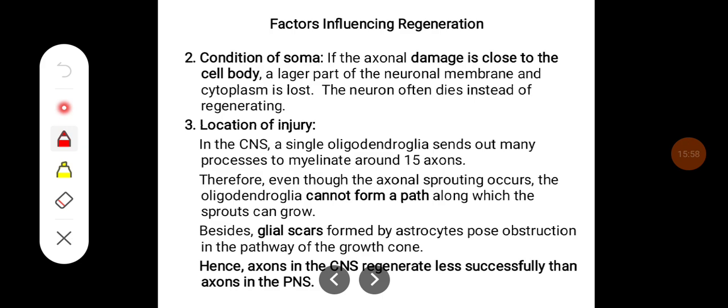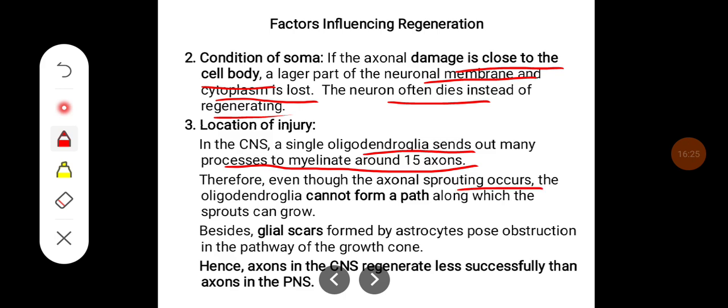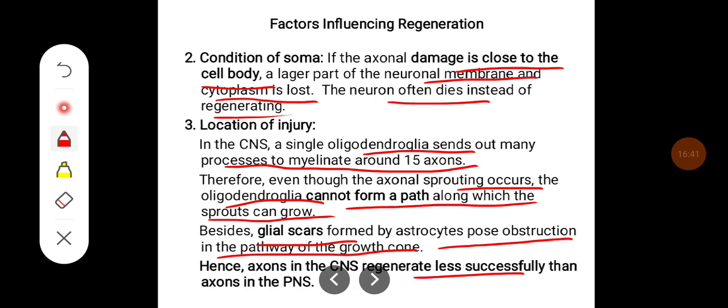Then the condition of the soma. If the axonal damage is close to the cell body, a larger part of the neuronal membrane and cytoplasm is lost. The neuron often dies instead of regenerating. Then the location of the injury. In the CNS, a single oligodendroglia sends out many processes to myelinate around 15 axons. Therefore, even though axonal sprouting occurs, the oligodendroglia cannot form a path along which sprouts can grow. Besides, glial scars formed by the astrocytes pose obstruction in the pathway of the growth cone. Hence, axons in the CNS regenerate less successfully than axons in the peripheral nervous system.